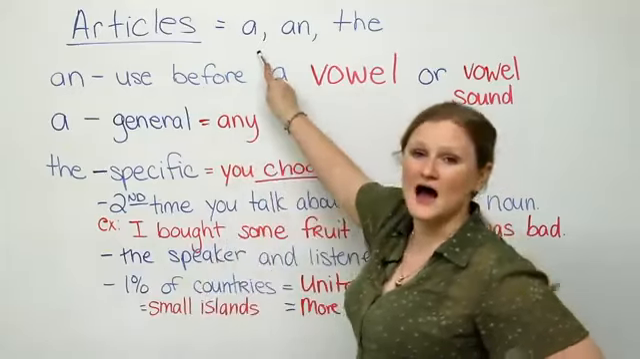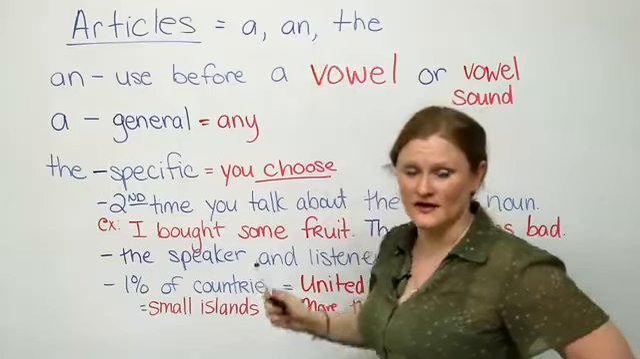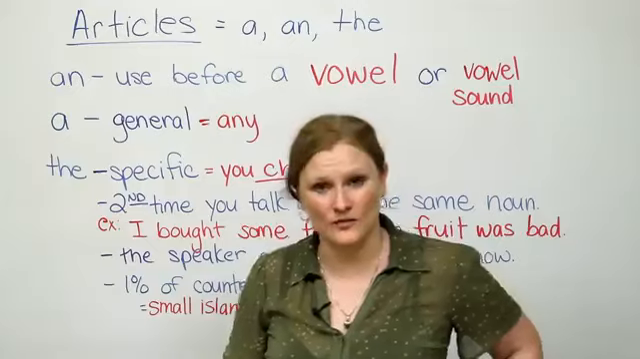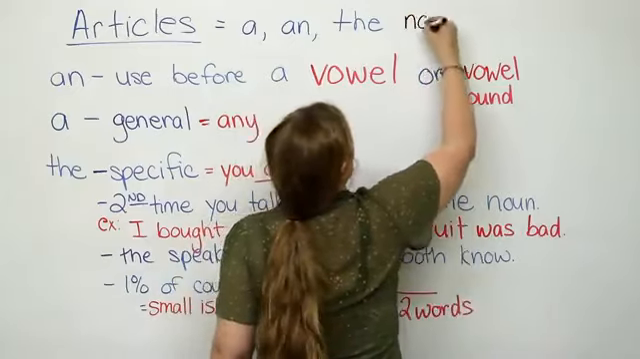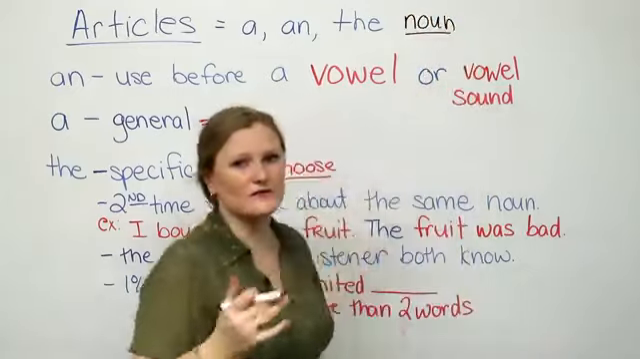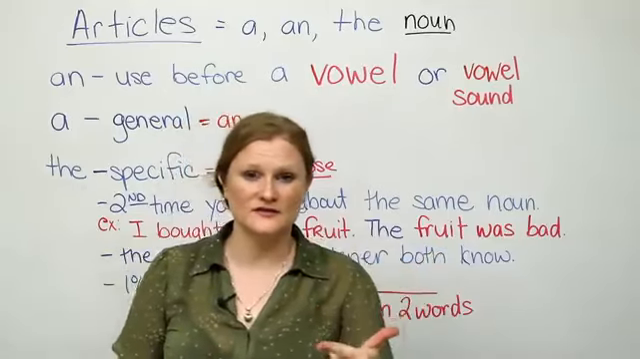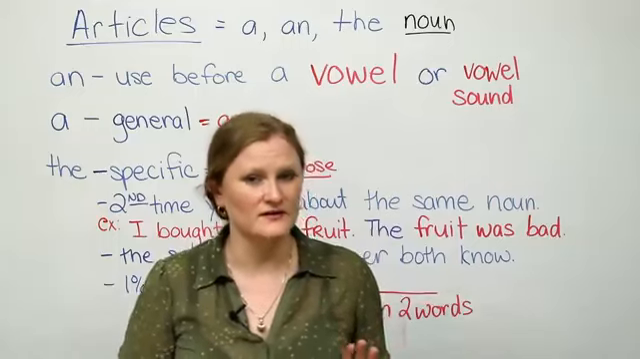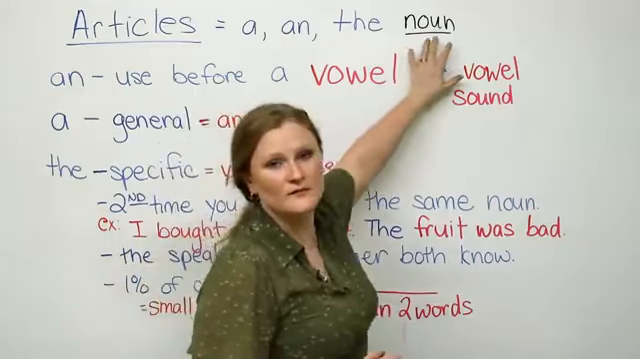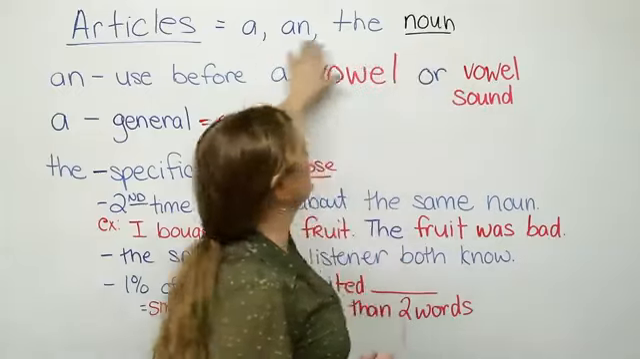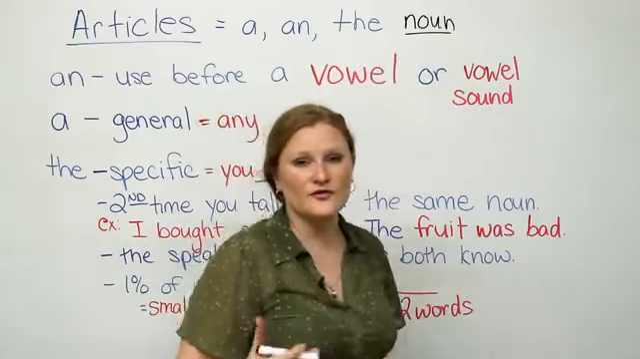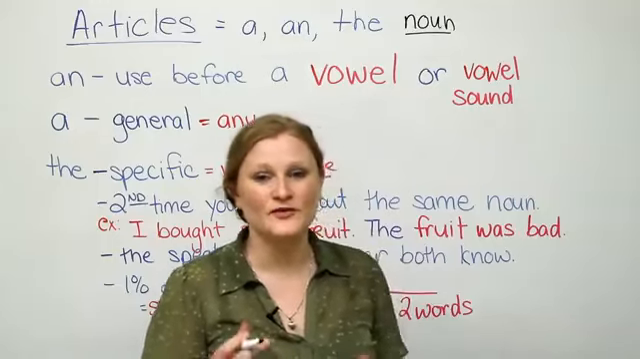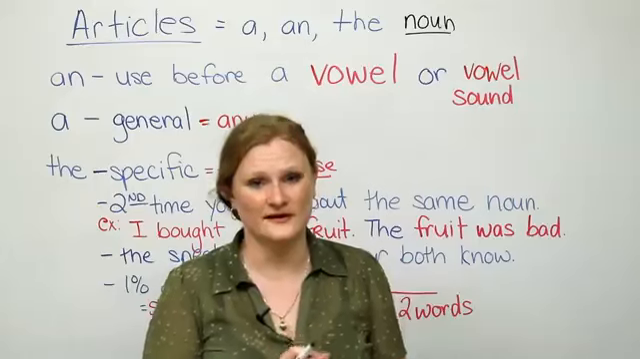Articles are a, an, and the. Articles come before a noun. A noun is a person, a place, or a thing. So, I'm going to generalize here and say that before most nouns in English, you have to use an article. Of course, there are millions of exceptions to what I've just said. Sometimes we do not use an article with a noun.